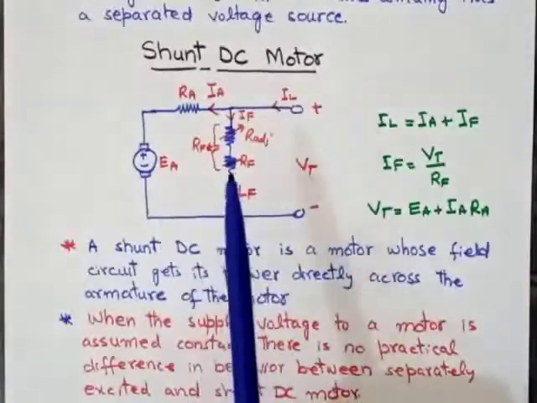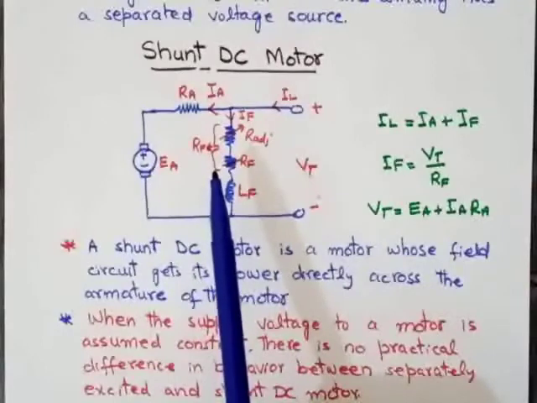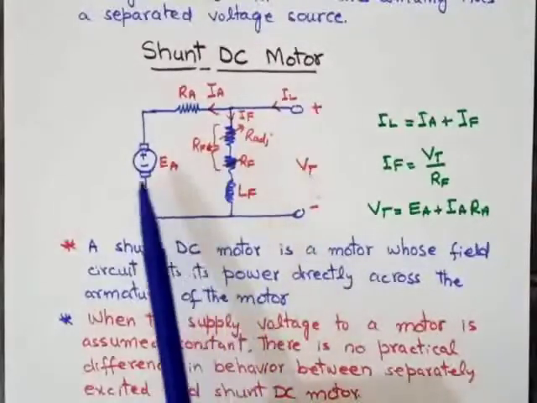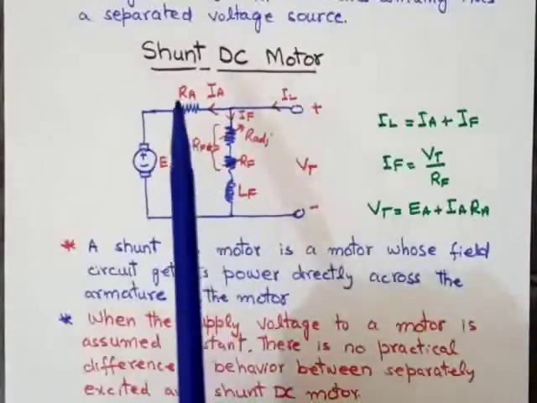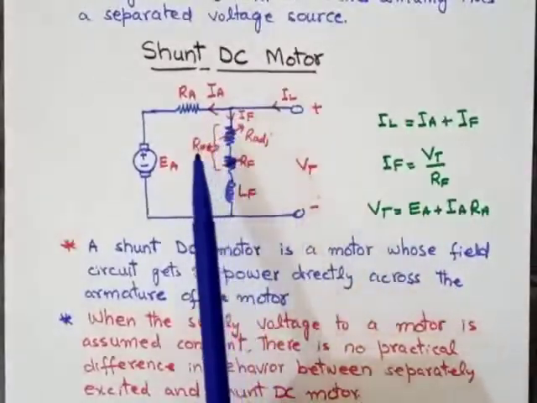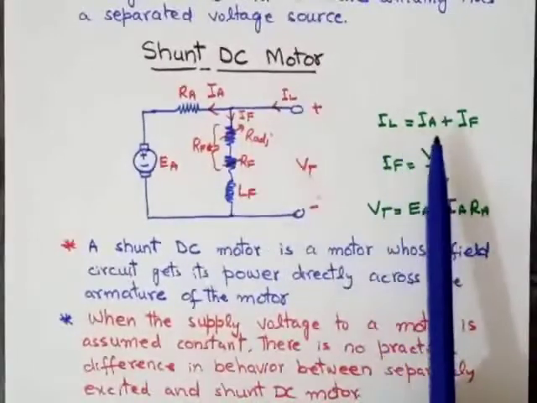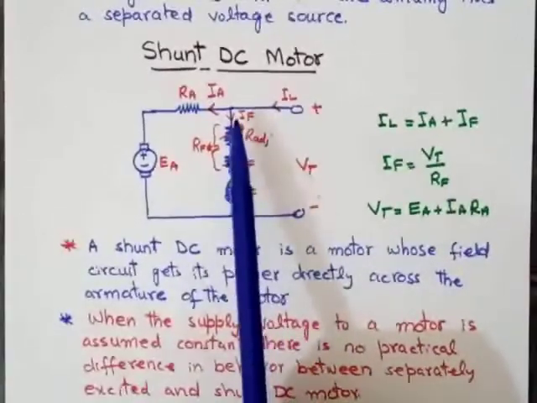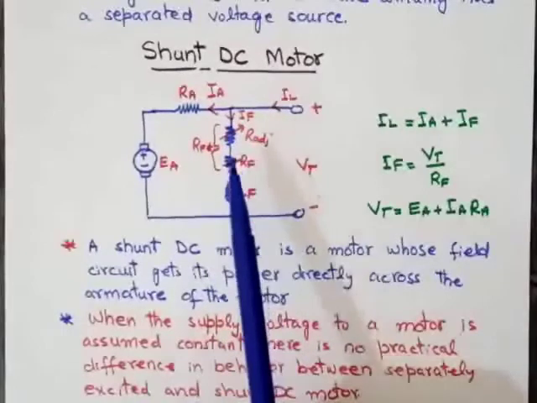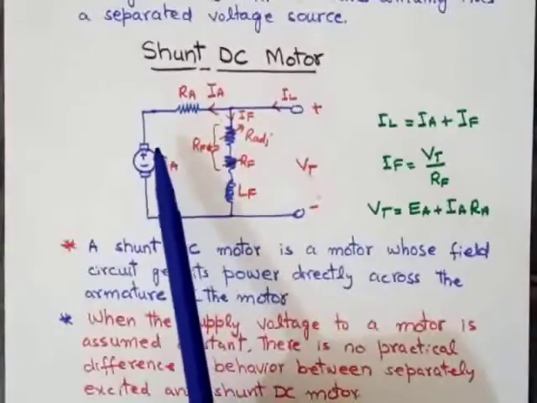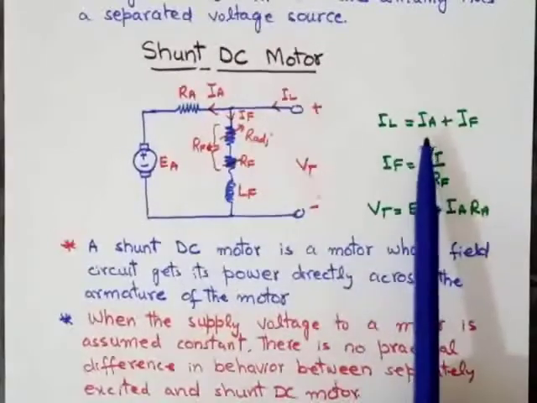The DC shunt motor is the motor in which the field winding is connected in parallel with the armature winding. As you can see in this circuit, field winding and armature winding are connected in parallel. This type of motor is called the shunt DC motor. By applying KCL at this node, we get IL equal to Ia plus If. The current IL is divided in two parts. One current flows in the field winding, and the other part flows into the armature winding. Therefore, by applying KCL, IL will be equal to Ia plus If.